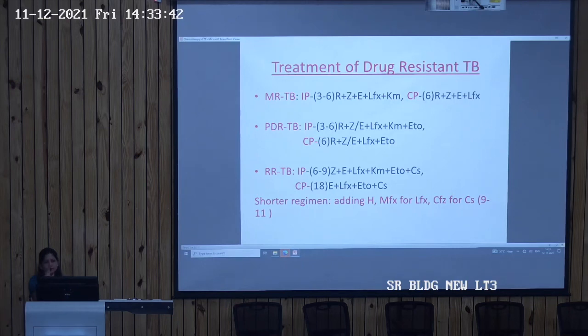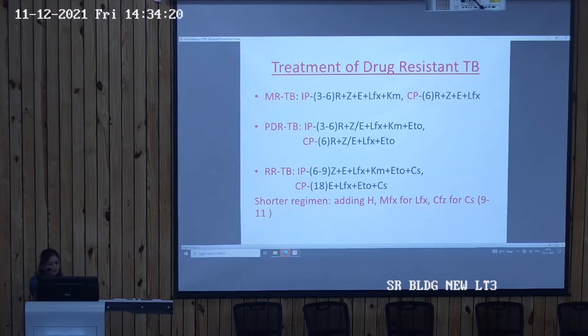Combination therapy is given. What is the benefit of combination therapy? Who will tell? Why is it a must to give combination therapy here? Prevent the resistance. It's very important because if single drug, it will cause resistance very fast. You need to prevent the resistance. You have to give the combination therapy. It will decrease the duration of therapy. It will decrease the infection rate. It will decrease the adverse effect.